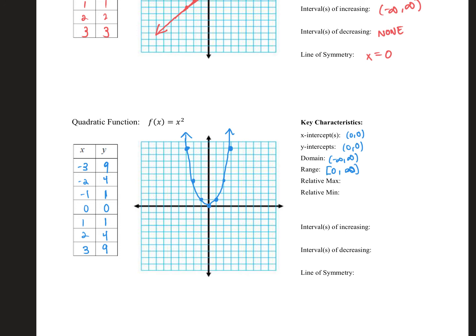Is there a relative max? Nope, the graph just keeps getting bigger and bigger and bigger, so there is no relative max. Relative min, is there a lowest point on this graph? Yes, there is. It's at our vertex, which is 0, 0.